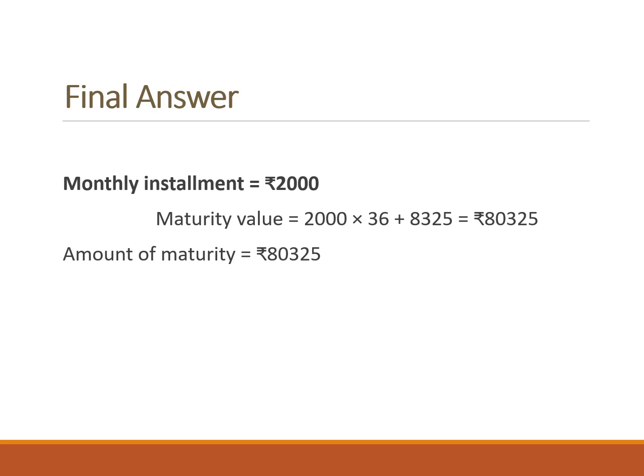Finally, let's calculate the total amount received at maturity. That's 2,000 times 36, which gives 72,000 rupees, plus 8,325 rupees interest. So, the total maturity amount is 80,325 rupees. Our final answers are, monthly installment equals 2,000 rupees, and the maturity amount equals 80,325 rupees.